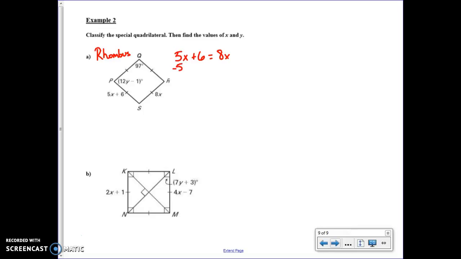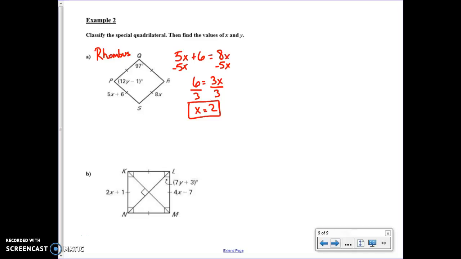And then I'm going to subtract off 5x from both sides. So 6 equals 3x. Divide by 3. X equals 2. So I found the value of x.